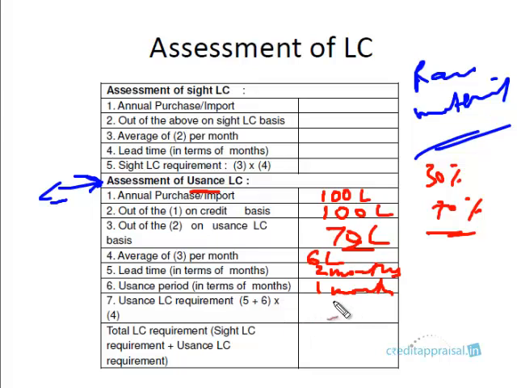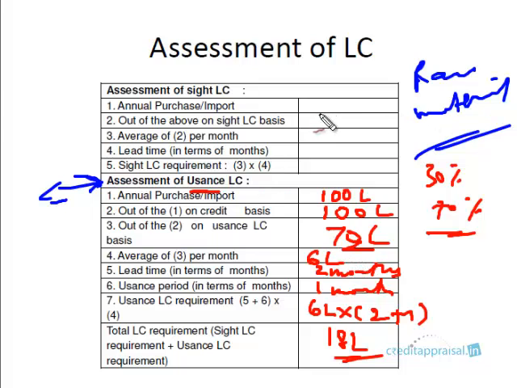So to calculate the usance LC requirement, what banks do is they multiply the 6 lakhs with the total of lead time and usance period. So this is 3 months total. So the total is 18 lakhs. This is how they fix the LC limit.